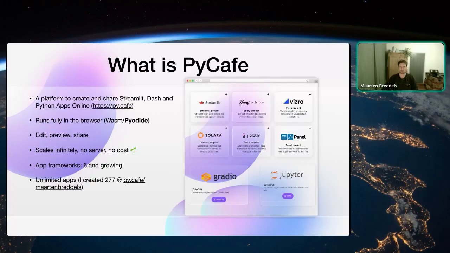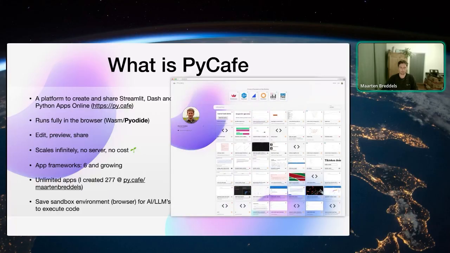But because there's basically no cost and there's no server, you can create an infinite amount of apps. So I actually created 277 when I made these slides. If you go to my profile page, you will see that I created a few more. So all these tiles here are projects that I created, and I'll go a little bit more in depth on that. What's also interesting, especially in the age of AI and LLMs, is that because everything's running in a browser, it's a safe sandbox environment. It's actually quite safe to execute code that an LLM produced. It's not able to delete your files, it only lives in the browser.